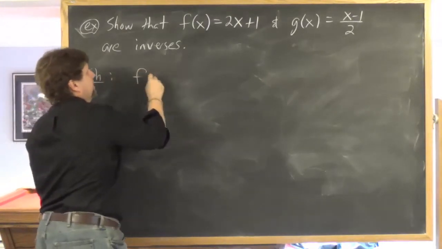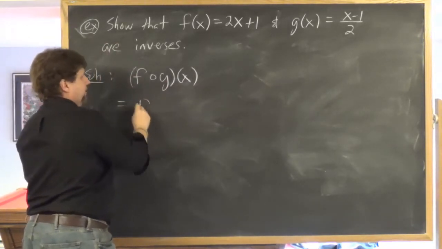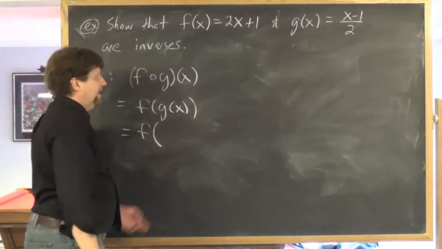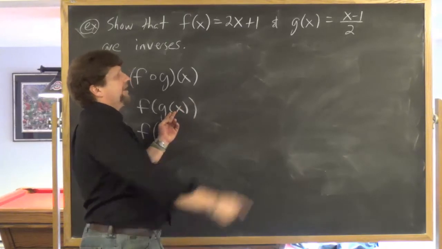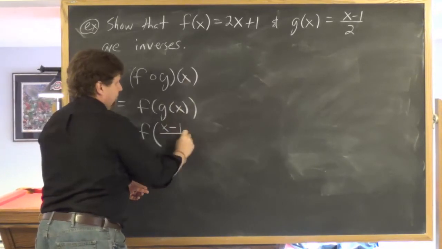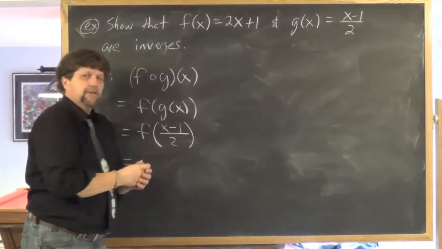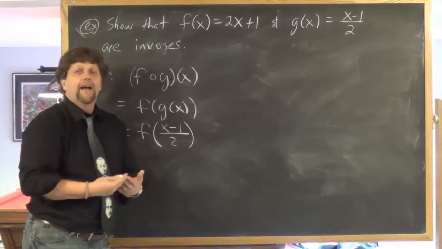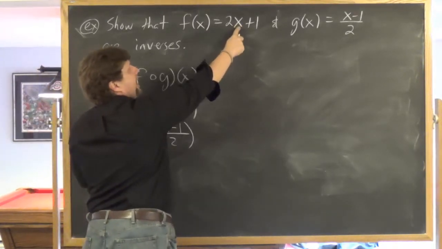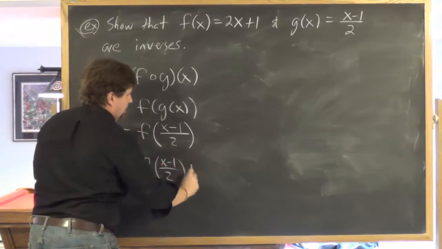So first, do f composed with g of x, which you know to rewrite as f of g of x. So that's f of g of x. Put g of x in here, x minus 1 over 2, that's g of x. So we're trying to find f of x minus 1 over 2. Now remember, to find f of x minus 1 over 2, it's this old process we've been through of evaluating functions. You're going to take x minus 1 over 2, and you're going to toss it in here for x. So you get 2 times x minus 1 over 2 plus 1.